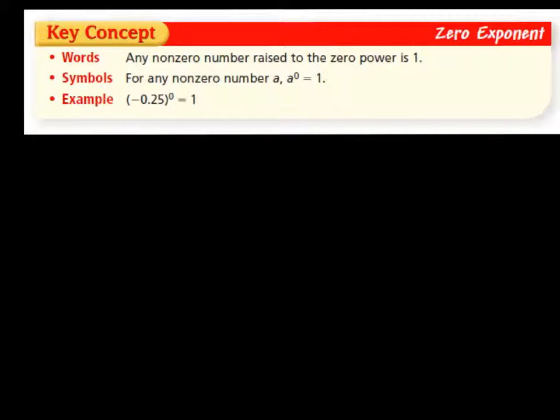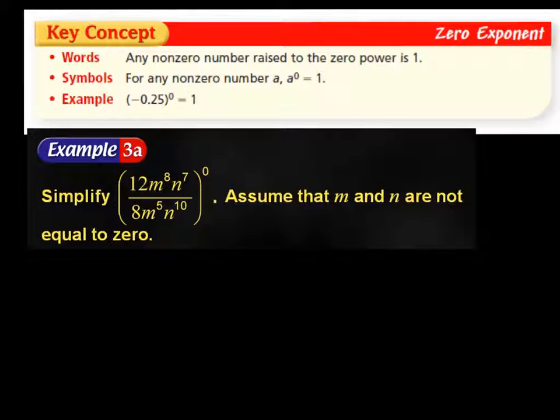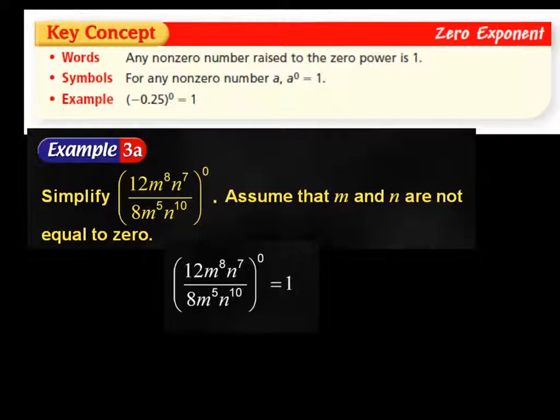Any non-zero number raised to the 0 power is 1. For any non-zero number a, a to the 0 is always going to be 1. And if we stick anything inside those parentheses, like negative 0.25, and raise it to the 0 power, we get 1. These are kind of fun because whatever mess you have inside those parentheses, when they say simplify, it's really going to simplify. Because anything, and we mean absolutely anything, raised to the 0 power is 1.